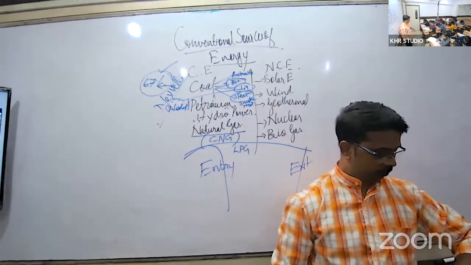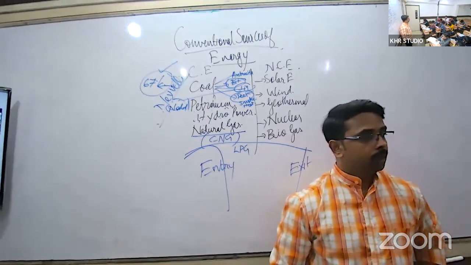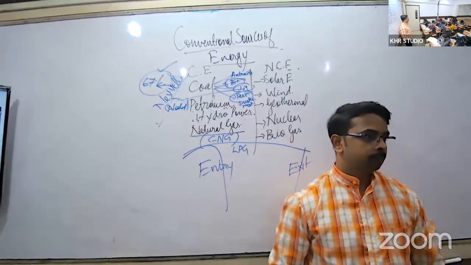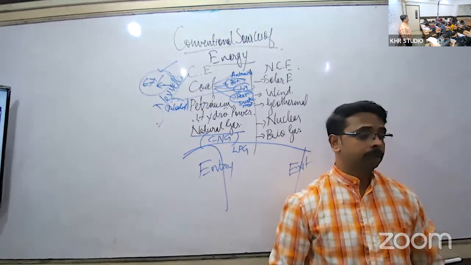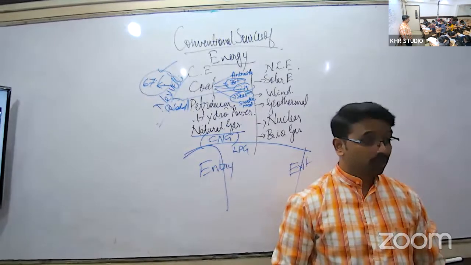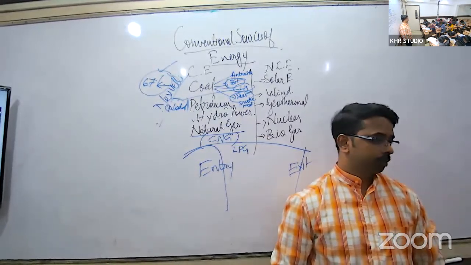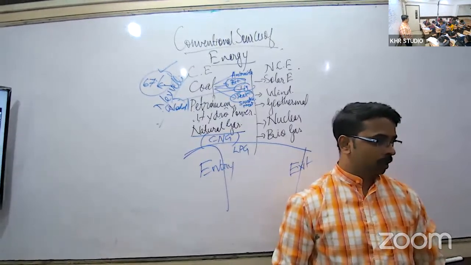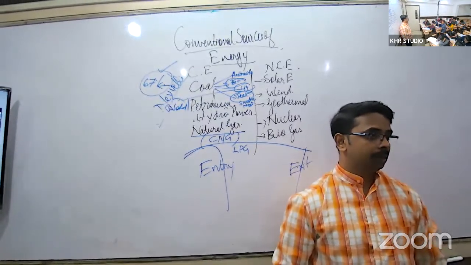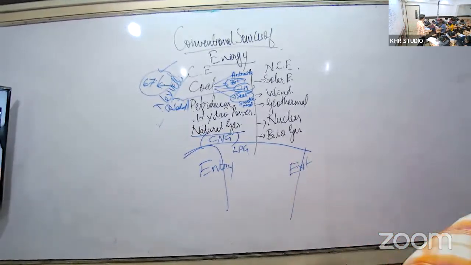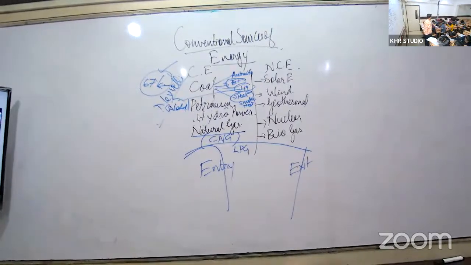Next. Initially cheaper, but in the long run, costlier. Why is it costlier? Its scarcity. Initially cheaper, but in the long run, costlier due to its scarcity.